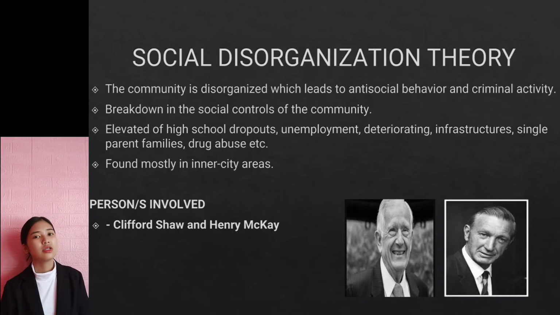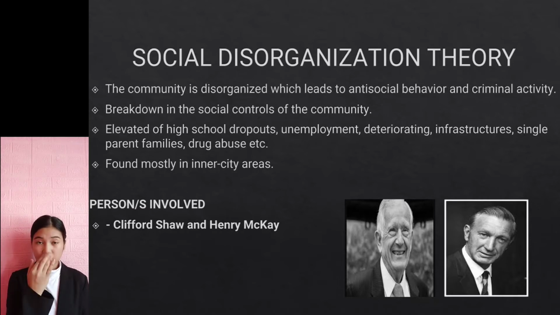So, social disorganization theory. Social disorganization theory suggests that a person's residential location is more significant than the person's characteristics when predicting criminal activity, and juveniles living in this area acquire criminality by the culture's approval within the disadvantaged urban neighborhoods. So the persons involved are Clifford Shaw and Henry McKay.